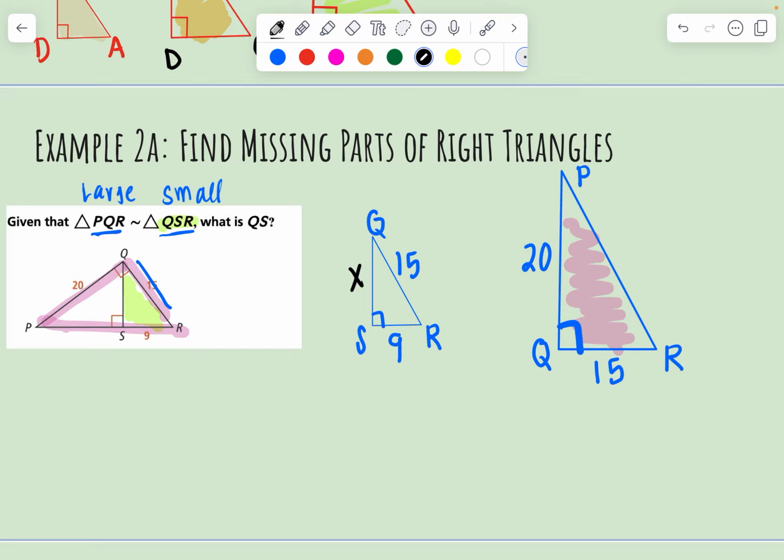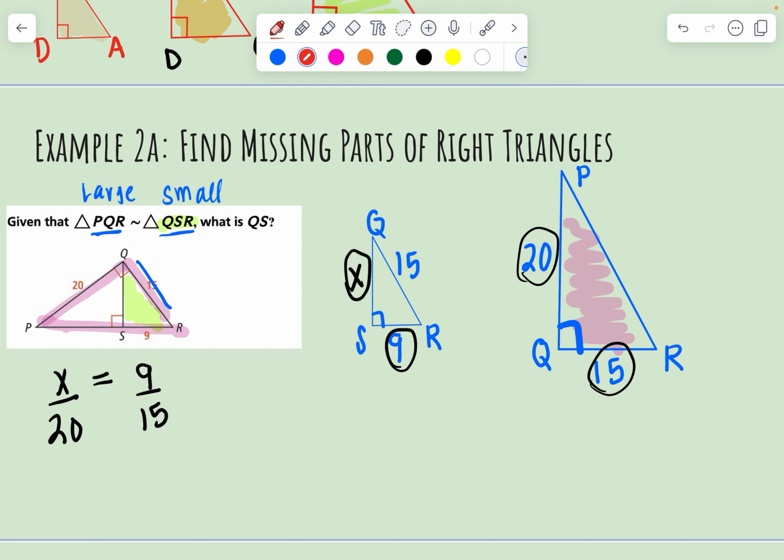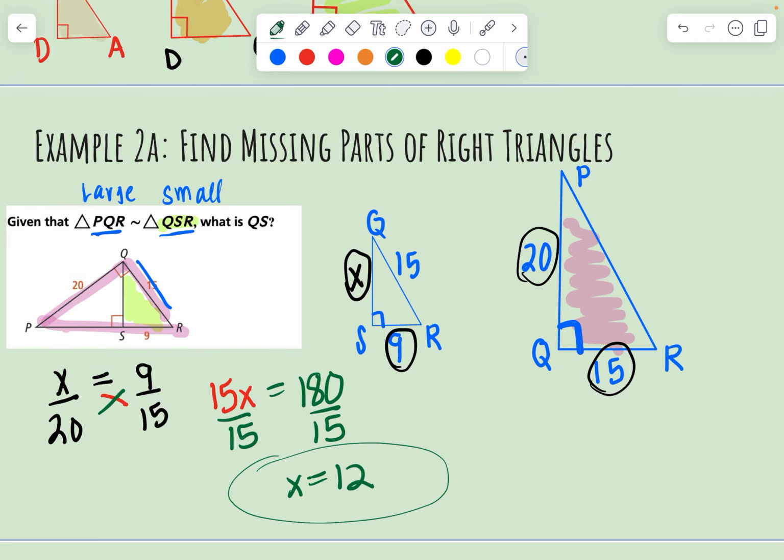Now that we have them redrawn, it becomes very easy. I can say X over 20. So if I'm looking at stuff I know, X, I know 20. And then 9 and 15, those are corresponding sides. So X over 20 equals 9 over 15. And then solving this, X times 15 is 15X. 9 times 20 is 180. And then dividing both sides by 15, we would get X is 12. So in this case, QS equals 12.